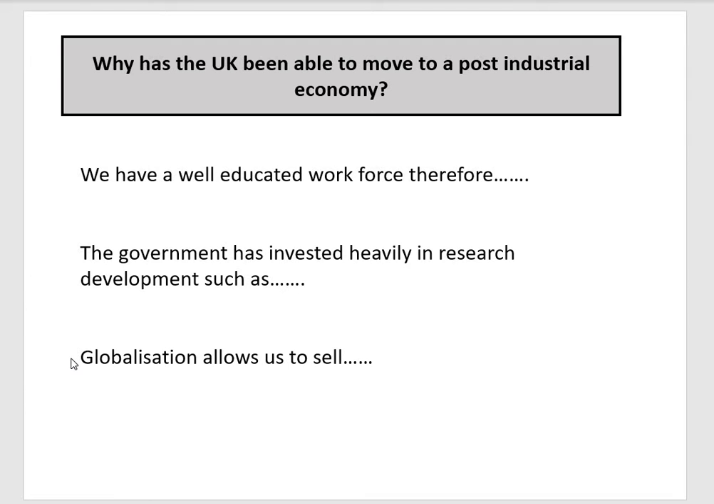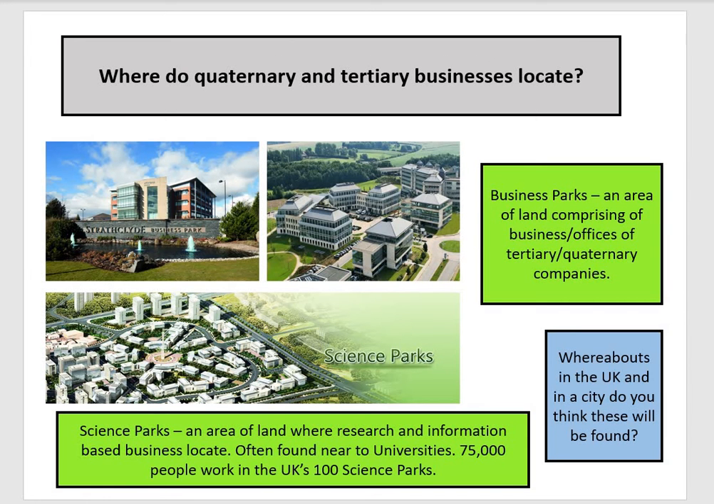And finally, another reason is globalization. Because globalization and that increased connectivity means that we can sell our services abroad, and we can sell them very, very easily. Now, a good thing about quaternary and tertiary businesses is they often have quite a lot of freedom with where they can locate. So, for example, if you're going to have a coal mine, that coal mine has got to be where the raw materials are. There's got to be coal under the ground. Whereas if you're building offices or a research centre, you have got a bit more freedom.